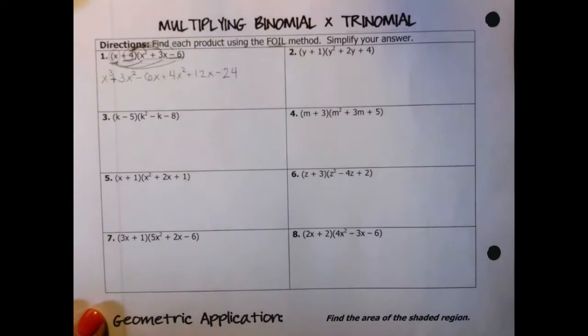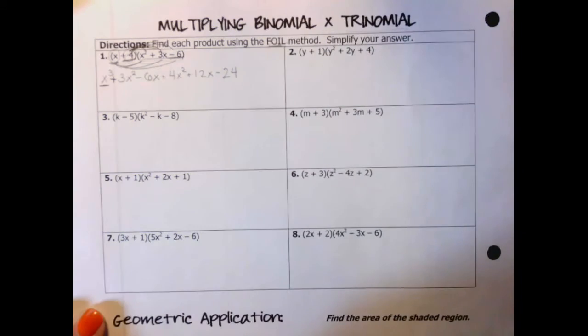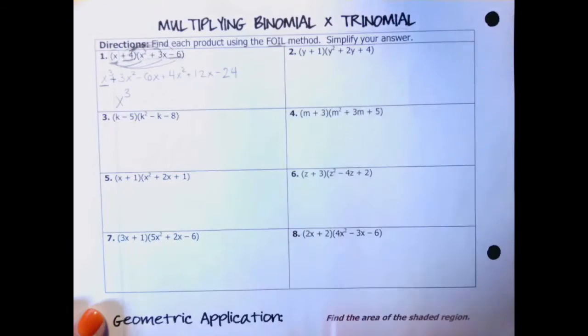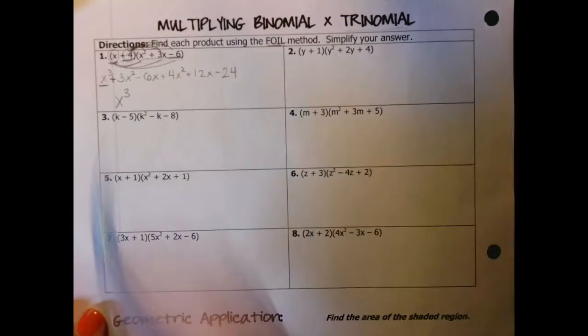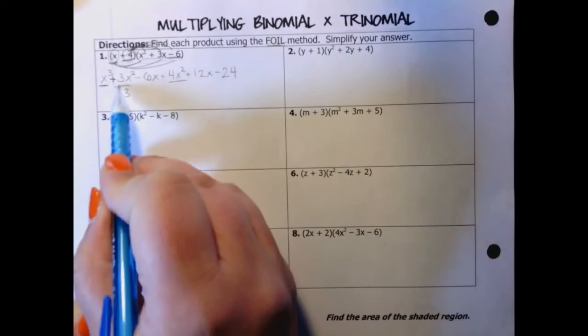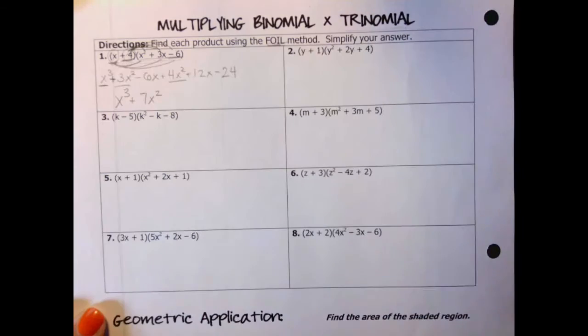Okay, now that I've completely multiplied everything, I am going to just combine like terms. So I only have x cubed, that's my only x variable with an exponent of 3. So I'm going to bring that down, x cubed. Then I'm going to move on to my x squared, so I have 3x squared and 4x squared. So I'm going to add 3 plus 4, giving me 7. Keep your variable the same, x squared.